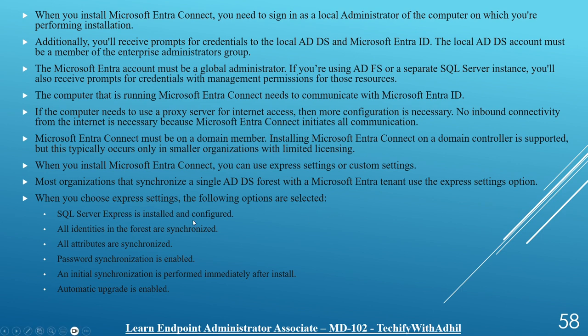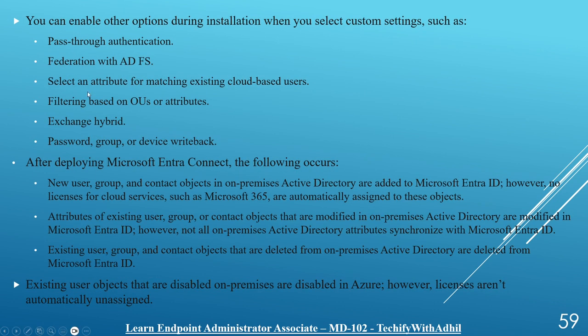SQL Server Express is installed and configured. All identities in the forest are synchronized. All attributes are synchronized. Password synchronization is enabled. And initial synchronization is performed immediately after install. Automatic upgrade is enabled. So for example, if you don't want the password synchronization to happen, then you must go to the custom settings. Then you have to remove this. Similarly, if you're okay with all the settings, then you can just go with the Express settings, which will be faster as well.